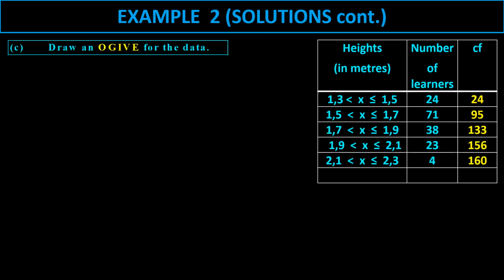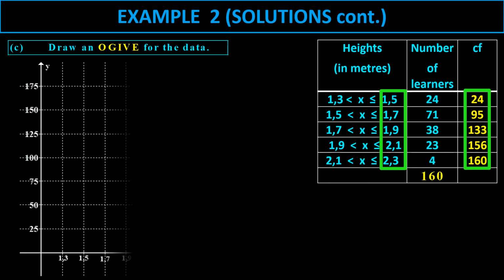correctly. Okay. Now let's look at the third example. Now we want an OGIVE. What do we need for the OGIVE? That's correct. We need the upper limits and we need the cumulative frequency. Upper limits on my horizontal, cumulative frequency on my vertical, right?